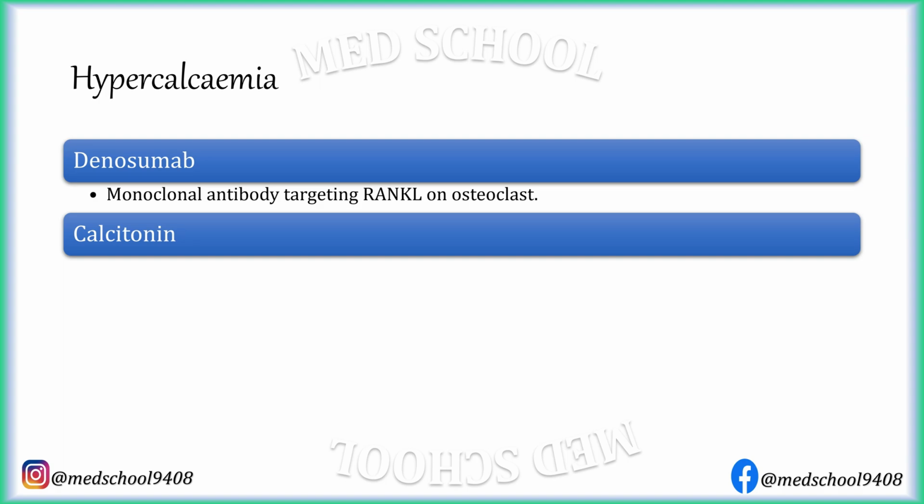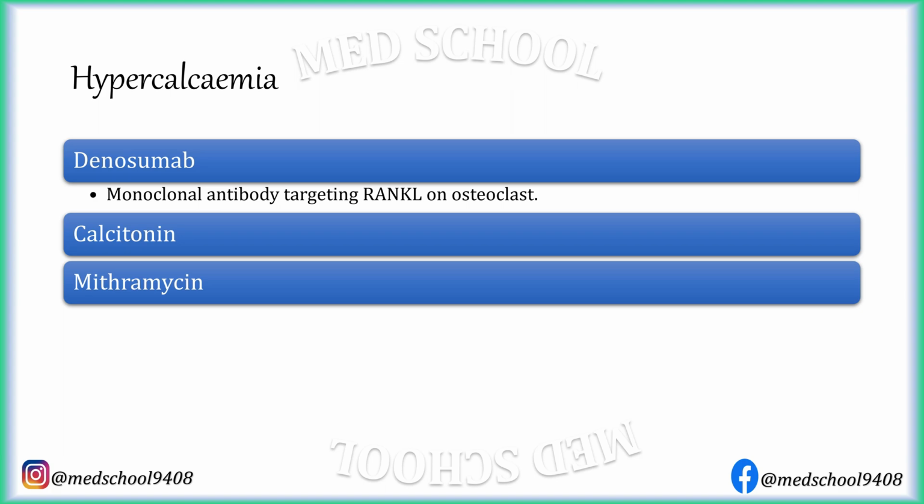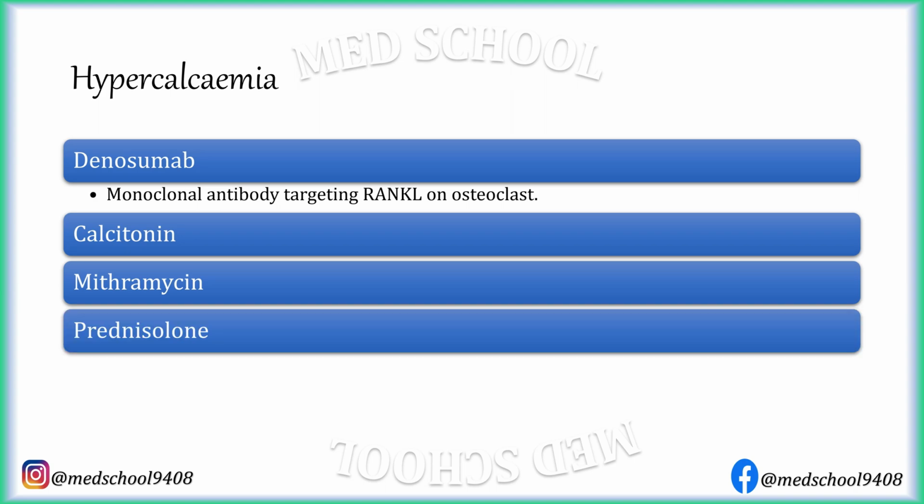Calcitonin can be given subcutaneously or intramuscularly, but it is effective for initial few weeks only, after which it loses effectiveness. Mithramycin is also an osteoclast inhibitor, but it has significant hepatic, renal and marrow toxicity. Prednisolone can be used in cases of vitamin D toxicity.